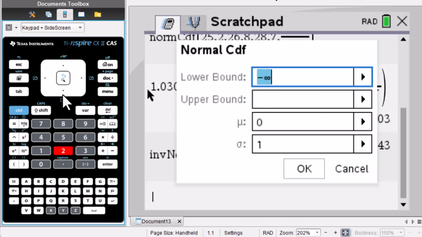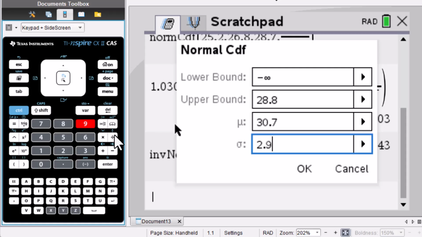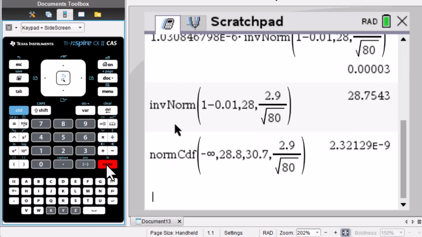Lower bound is negative infinity. Upper bound 28.8. Mean 30.7. Standard deviation 2.9 divided by square root 80. Enter. Answer is 2.32 times 10 to the negative 9th power.